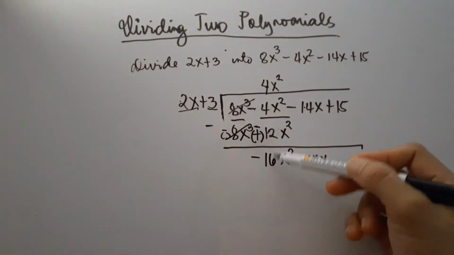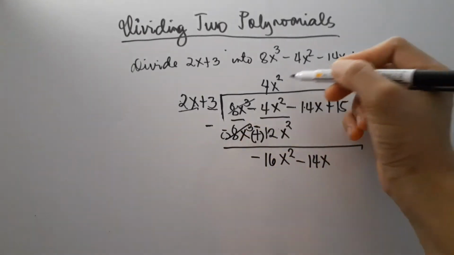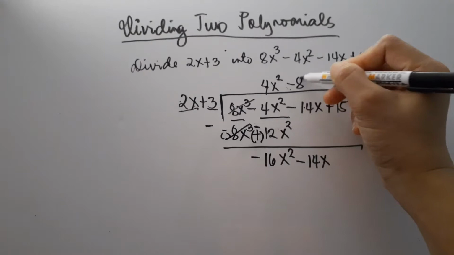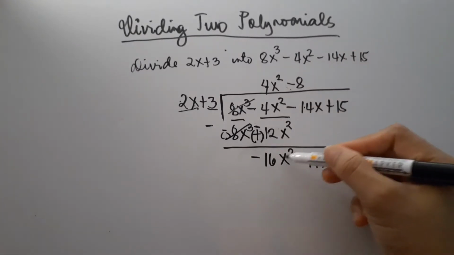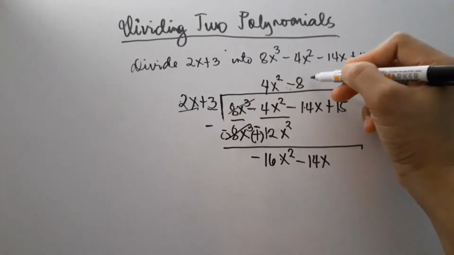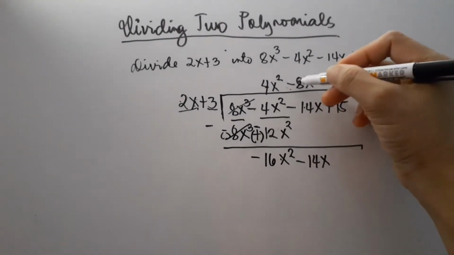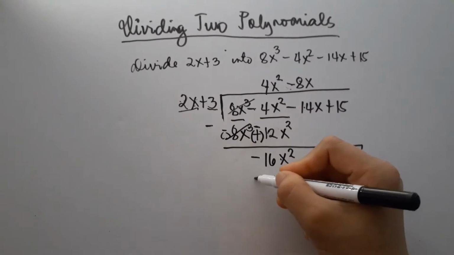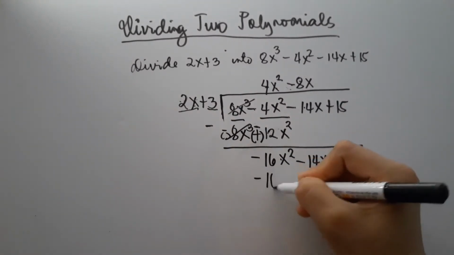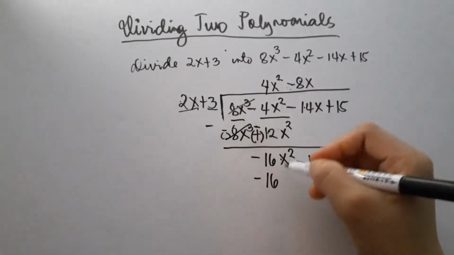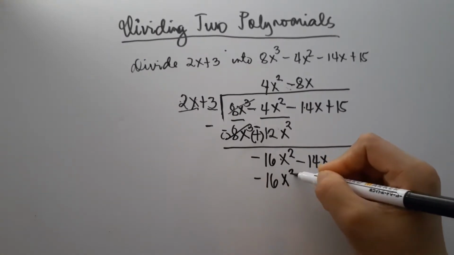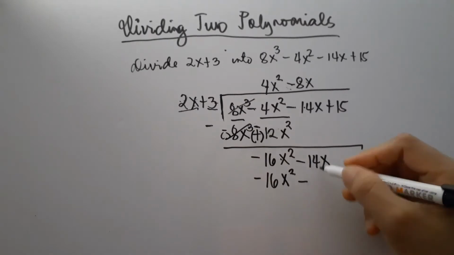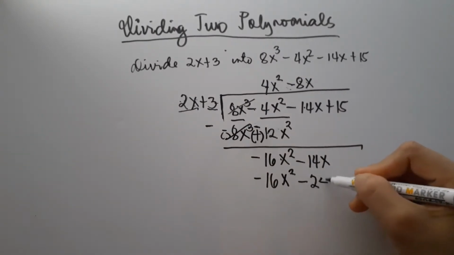Then negative 16 divided by 2 becomes negative 8. Then x squared divided by x becomes x. Then let's do multiplication. Negative 8 times 2 becomes negative 16. x times x becomes x squared. Then negative 8x times 3 becomes negative 24x.